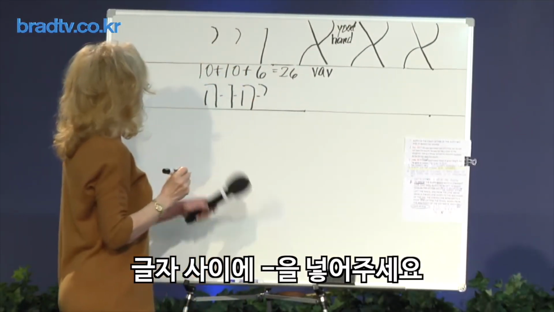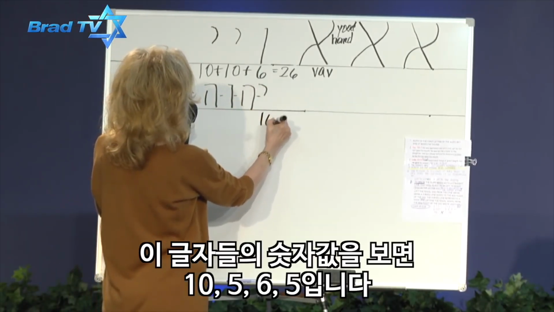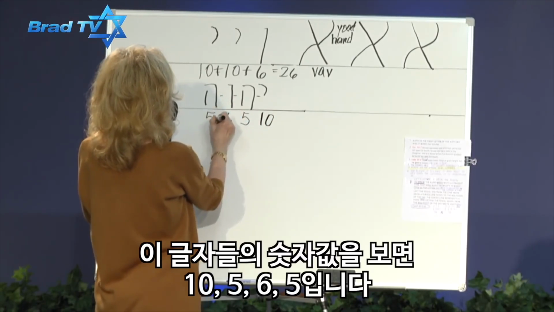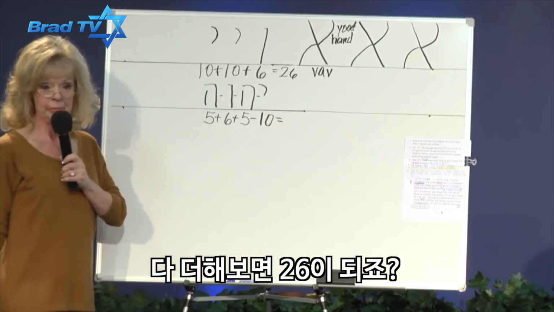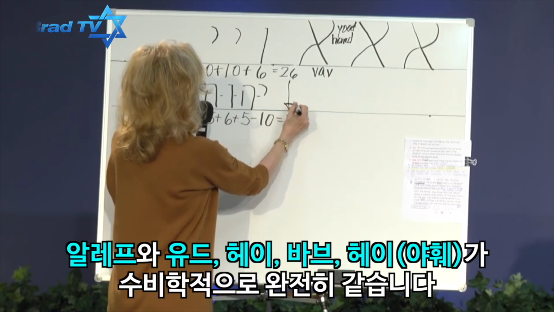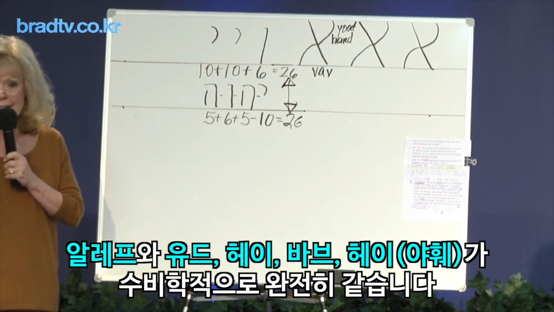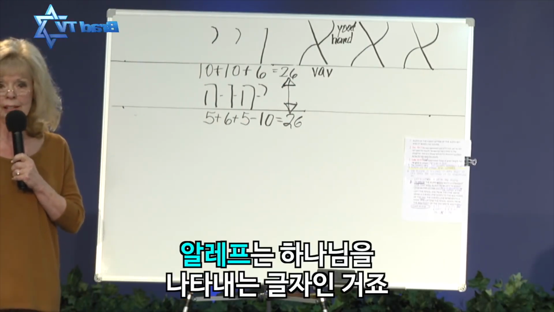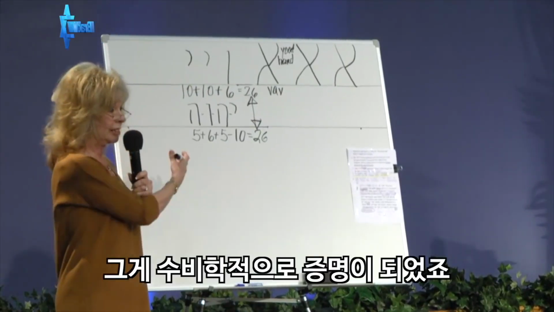Okay. All right, so now we're going to put the numerical value for each letter, which is 10, 5, 6, and 5. Now add those together, and what do you get? 26. 26. Look at this. The Aleph and the Yud Hey Vav Hey are exactly the same gematria. Aleph represents God. It's an amazing thing. And there it is in the gematria.